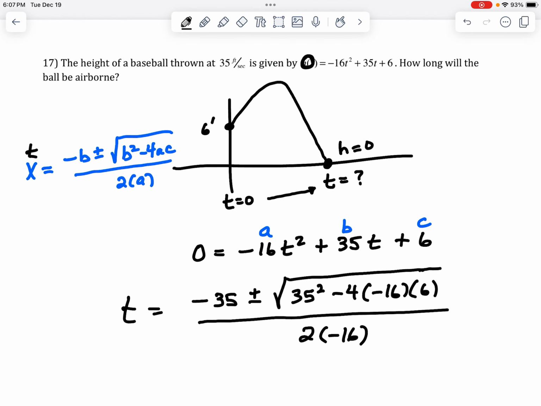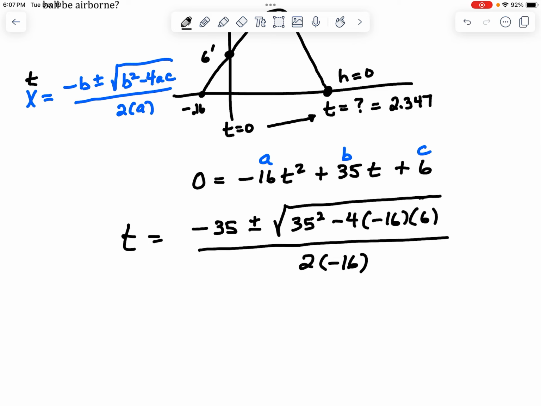So that negative answer, that means if the ball could travel back in time, it would go this way, and then this would be the negative 0.16 seconds that I got for the first answer. And for the second answer, I got 2.347. I should just label it a little bit better. It takes 2.347 seconds to hit the ground, or that's how long it's airborne.